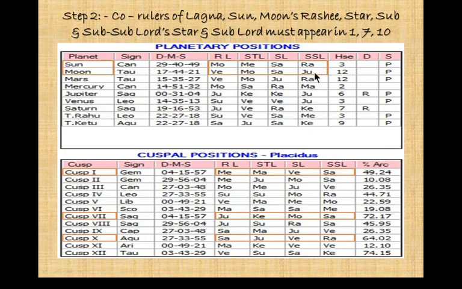Then Jupiter. Moon was in the sub-sublord of Jupiter, and Jupiter's star is Ketu, sublord is also Ketu, and sub-sublord is Jupiter. So, like I told you earlier, when star and sub are the same, then the sub-sublord will become the sublord. So here Ketu is star and sublord is Jupiter.